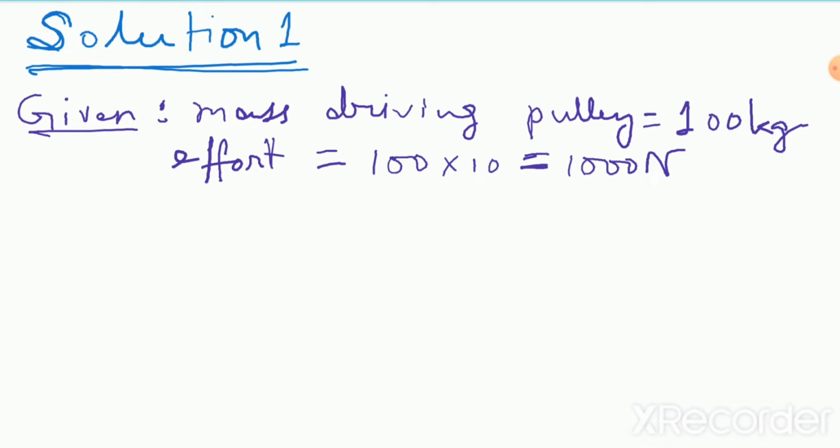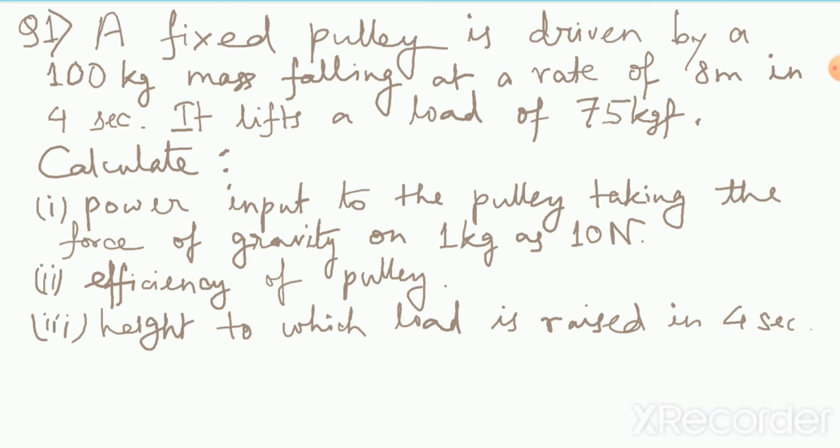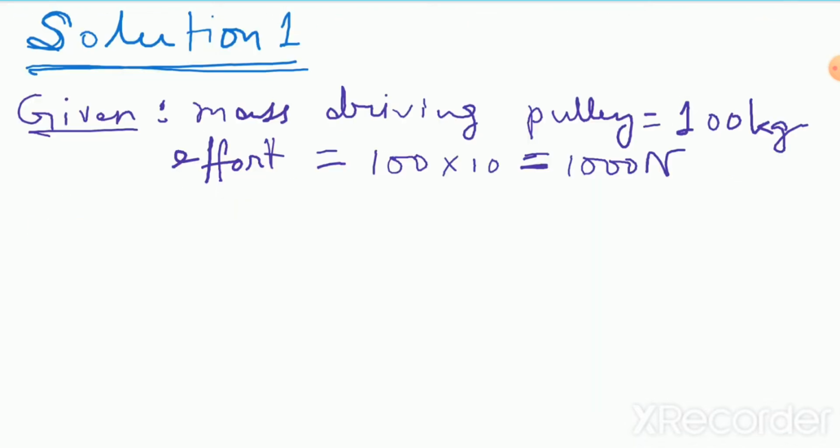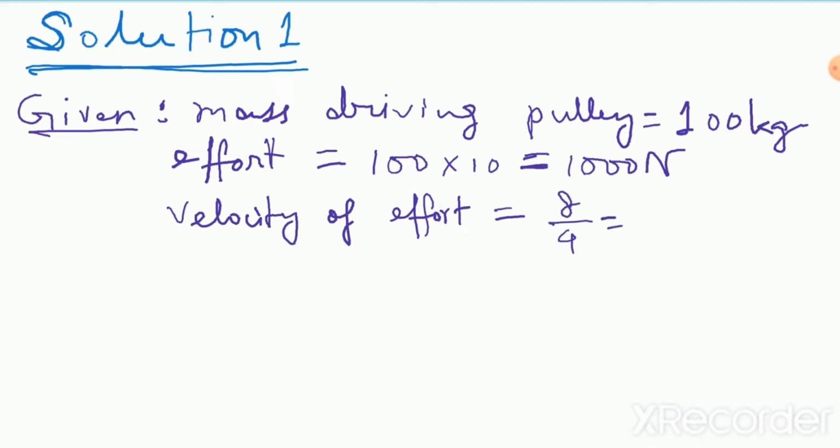Why are we writing it as 1000 newton? Because it has been given in the problem that the force of gravity on a mass of 1 kg is how much? 10 newton. It is given here, isn't it? So the effort actually is 100 into 10, that is 1000 newton, and the effort is moving at a rate of 8 meter in 4 seconds. So can we say that the velocity of the effort, for 8 meter in 4 seconds, is 8 by 4, that is equal to 2 meter per second. Okay, so this is the velocity of the effort.